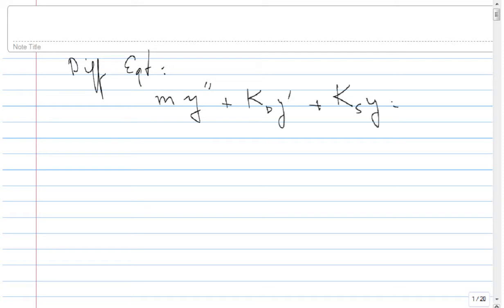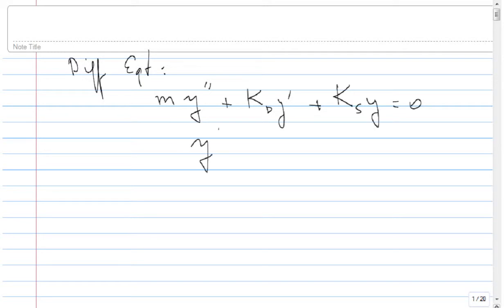This problem deals with the harmonic oscillator, or the spring mass system. So we know that m is equal to 1, ks is equal to 1. The differential equation associated to this one is m y double prime plus kd y prime plus ks y equal 0. So we know that m is equal to 1 and ks is equal to 1.